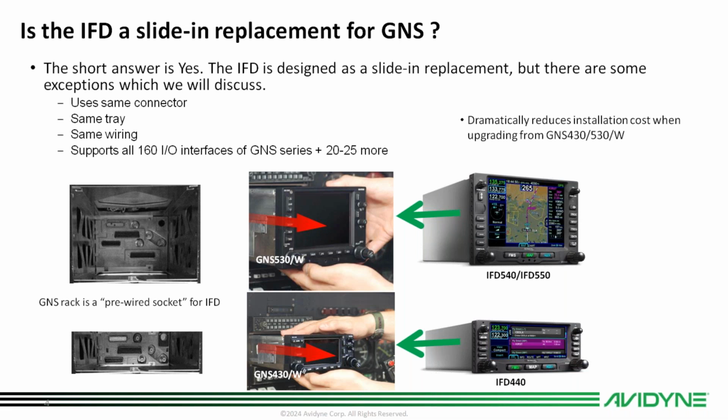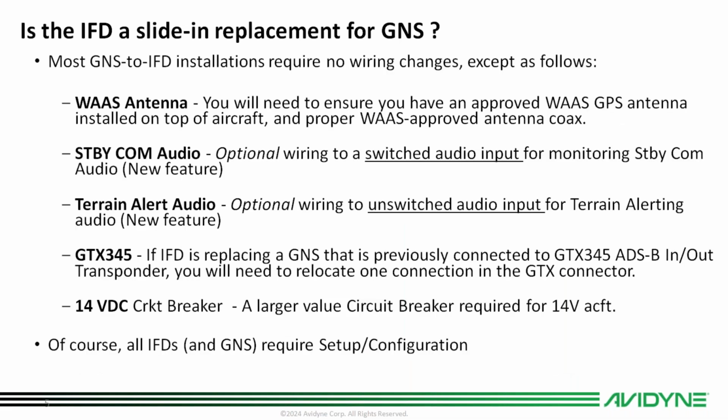So upgrading from a GNS to an IFD dramatically reduces any sort of downtime because the tray itself works as a pre-wired socket. So GNS comes out, IFD goes in. Most GNS to IFD installations require no wiring changes except the following things, which we're going to talk about, and we'll go into some of these here.